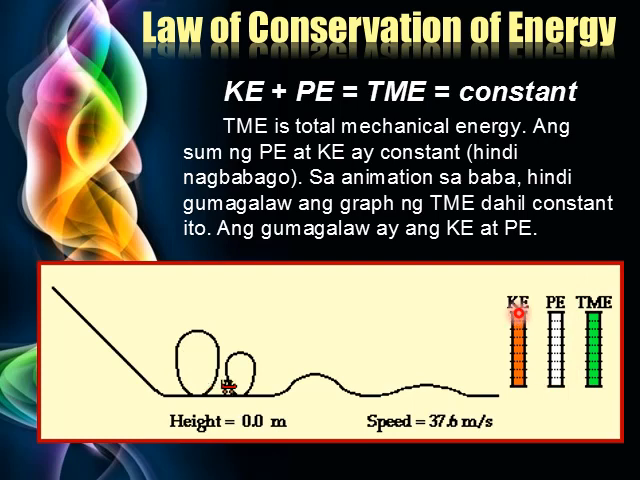So, when you add the kinetic energy and potential energy, it always equals the value of the total mechanical energy. In this case, let's say you observe this cart: the value of its potential energy is highest when it is at the highest point. Then, as it goes down and down, the value of our potential energy also decreases.